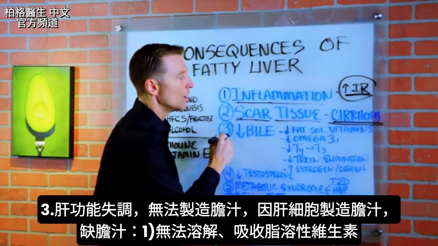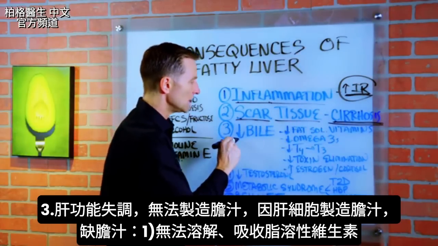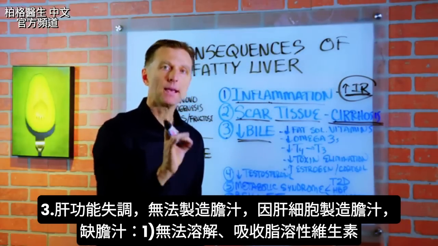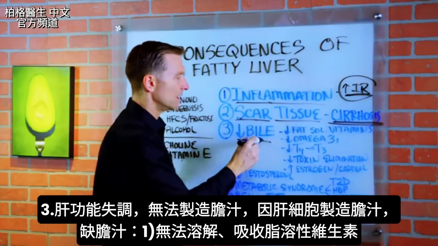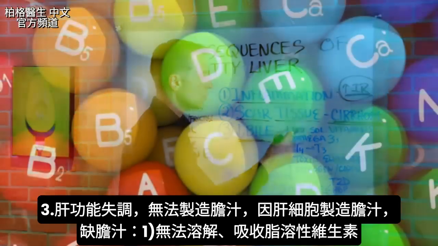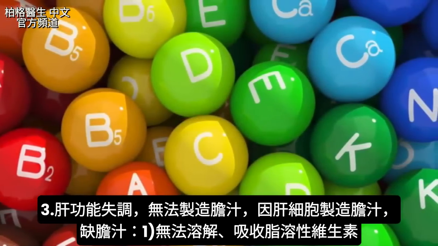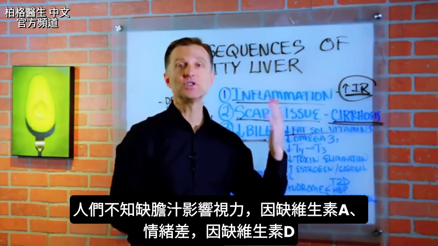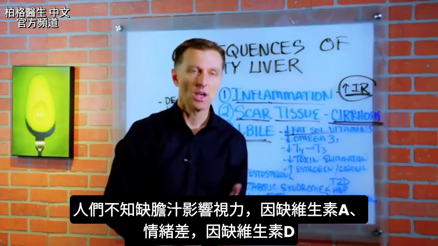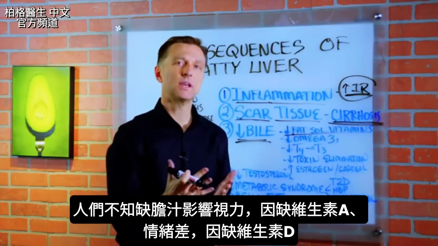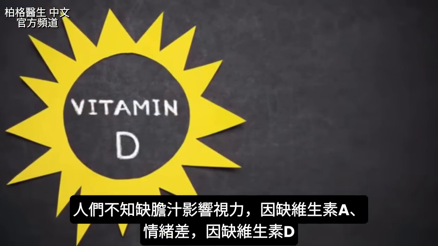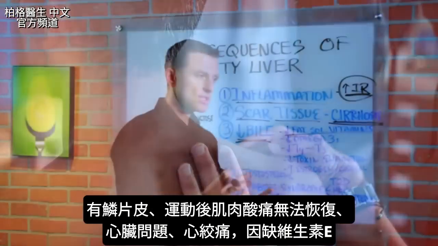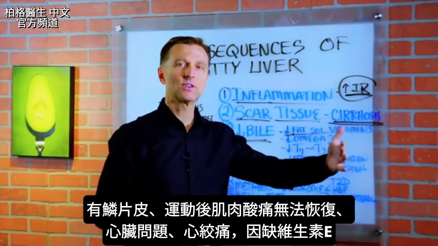Number 3, when you lose the function of the liver, you lose the capacity of making bile, because the liver cells, hepatocytes, make bile. And bile is necessary to dissolve and absorb the fat-soluble vitamins. And a lot of times people don't connect the dots between a lack of bile coming from the liver and their vision, for example, because they have a vitamin A deficiency, or their lower mood because they have a vitamin D deficiency. Or they might have flaky skin, or they might have really sore muscles after exercise that just won't heal because they're low in vitamin E.